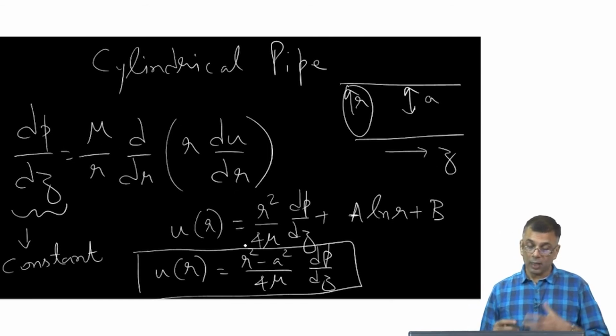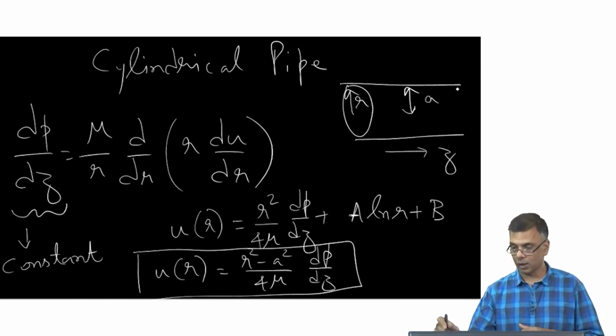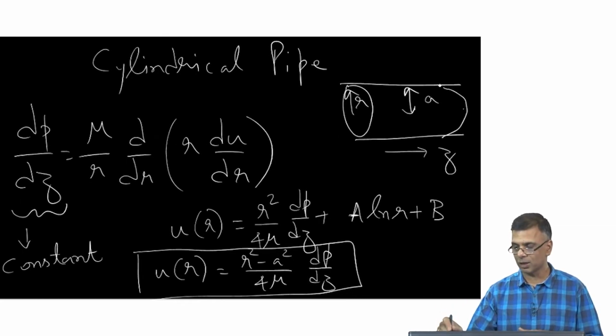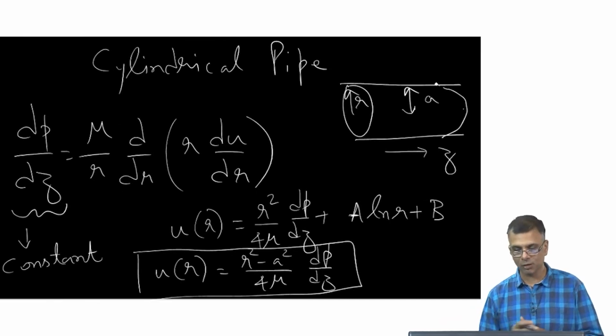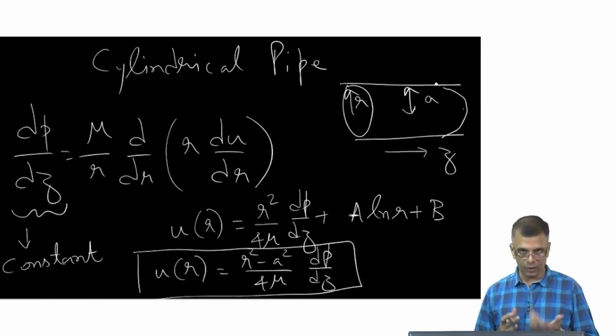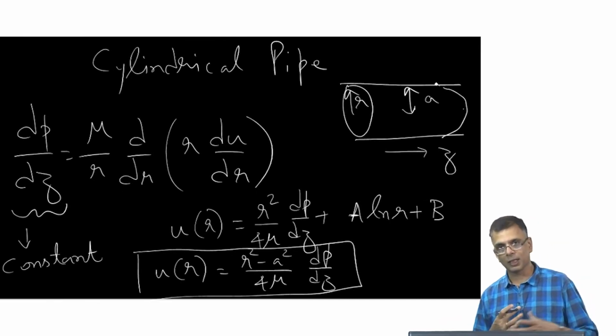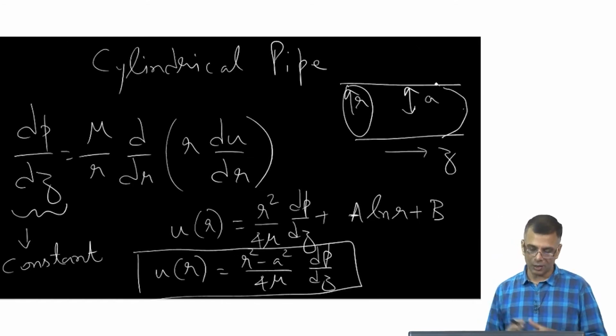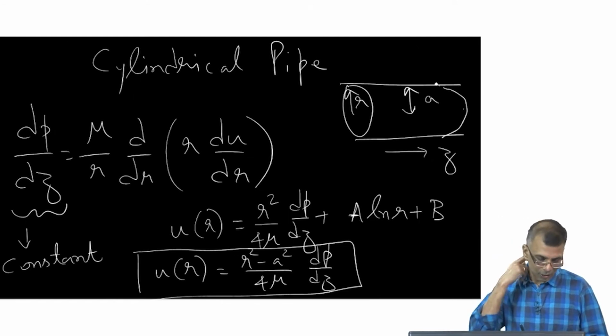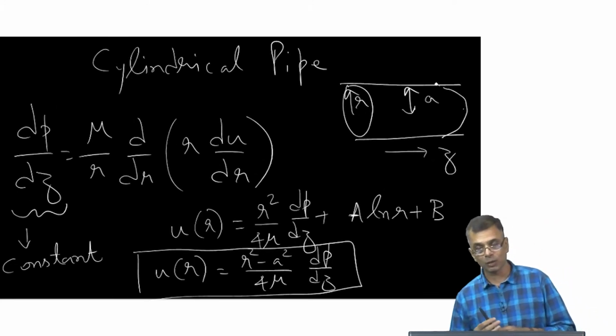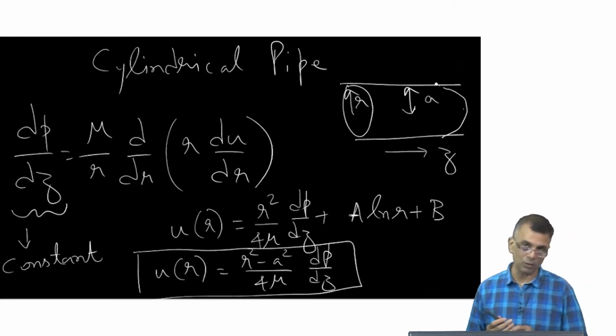So this is a solution for, again, and the profile of this also looks like this, okay, with a maximum at the center and 0 at the ends. So this is a solution for flow of a viscous fluid inside a cylindrical pipe. So I figured I would introduce these things by way of simple examples of solutions to the Navier-Stokes equation.